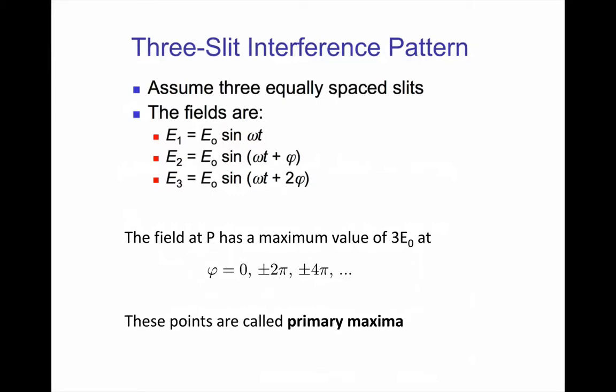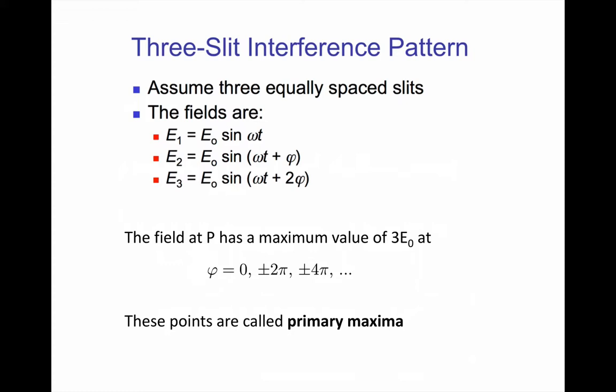Now let's go a little further and consider the interference pattern we would get if there were 3 equally spaced slits rather than 2. We add in a third electric field, E3, so that there is the same phase difference between E2 and E3 as there is between E1 and E2.